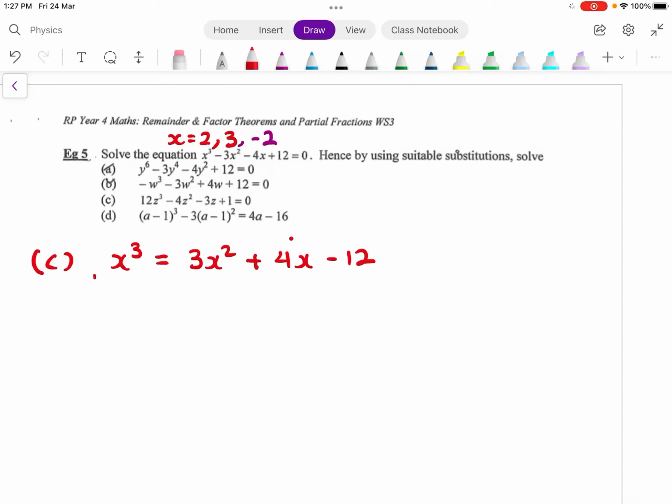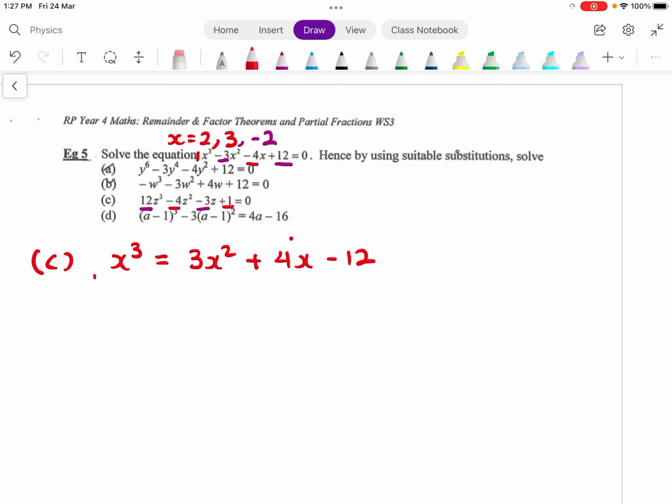Alright, so let's go through this polynomial question, which is part C. We solved the equation yesterday, which gave x equal to 2, 3, and negative 2, right? For part C, we are asked to solve, using a suitable substitution, 12z cubed minus 4z squared minus 3z plus 1. If you look at all the numbers, you realize that my 12 is here and here, my negative 4 is here and here, then negative 3, and last but not least 1 is right here and here.